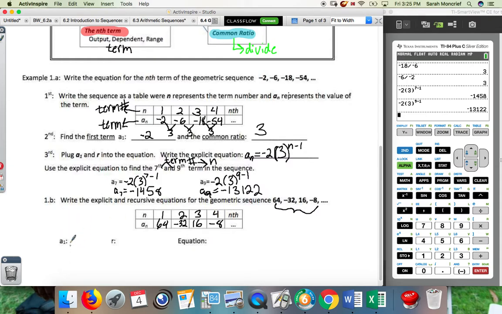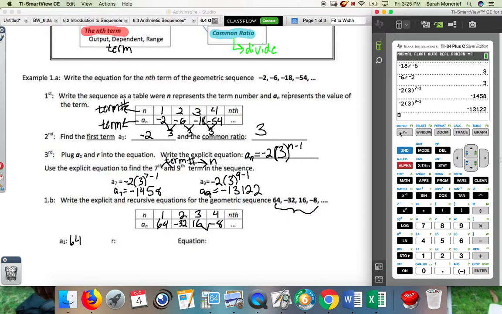So let's go down here and fill out some of this. What is a sub 1 again? What is my first term, everybody? You're right, it's 64. That first number in our sequence. So now let's find my r. And again, where do I start, the front or the back? You're right, the back. So -8 divided by 16.